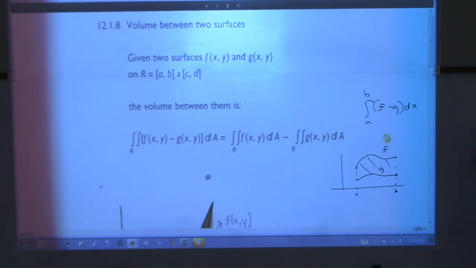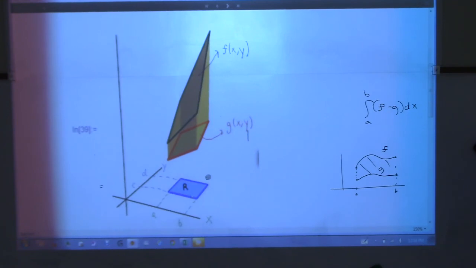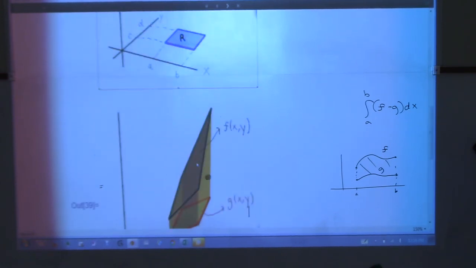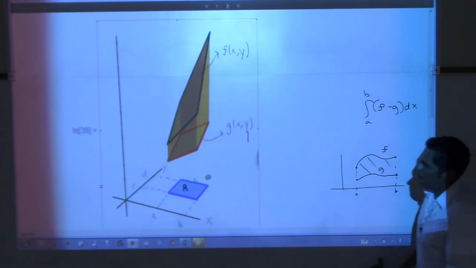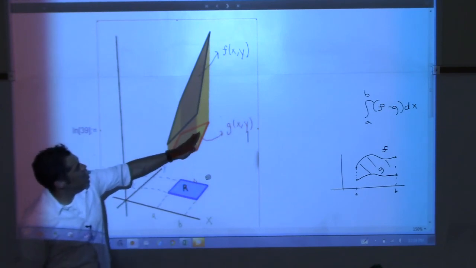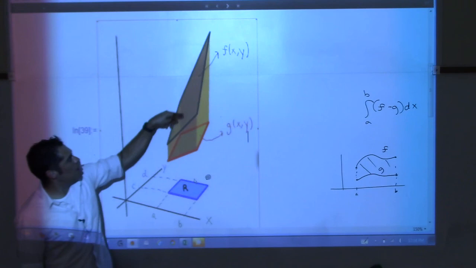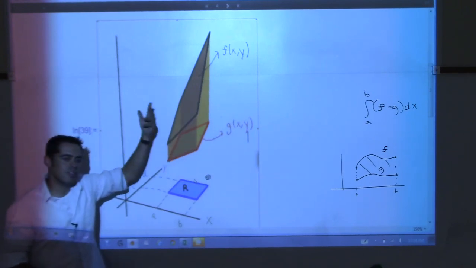Now, visually, here's what we have. We have a rectangle on the ground. Does this spin? This one doesn't spin. Man. Yeah, it's a picture. Oh, well. A rectangle on the ground. You have a function on the bottom. That's the red one right here, the surface on the bottom. The black part right here is the surface on the top. And then you're trying to find the volume between them, so you're just subtracting the two.